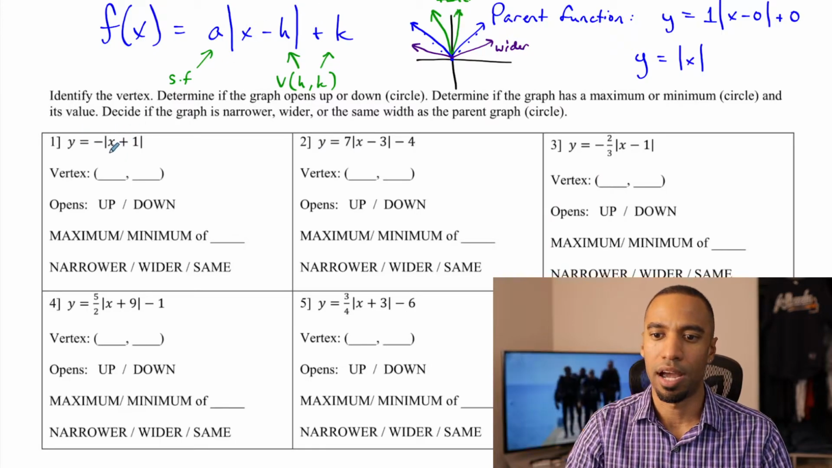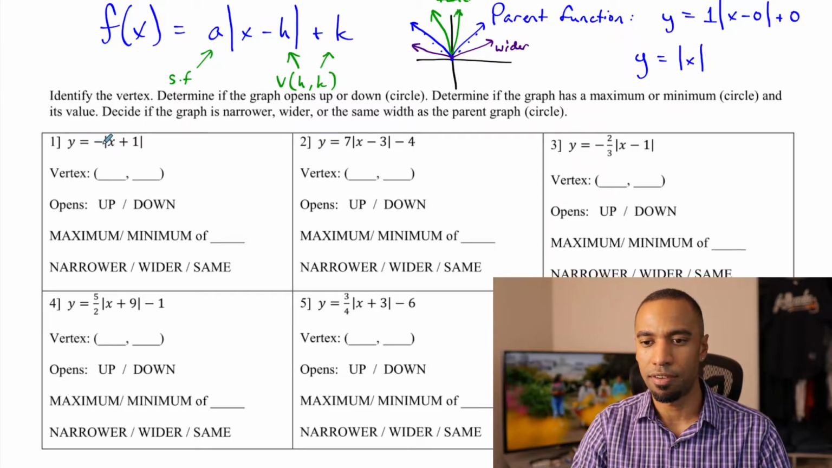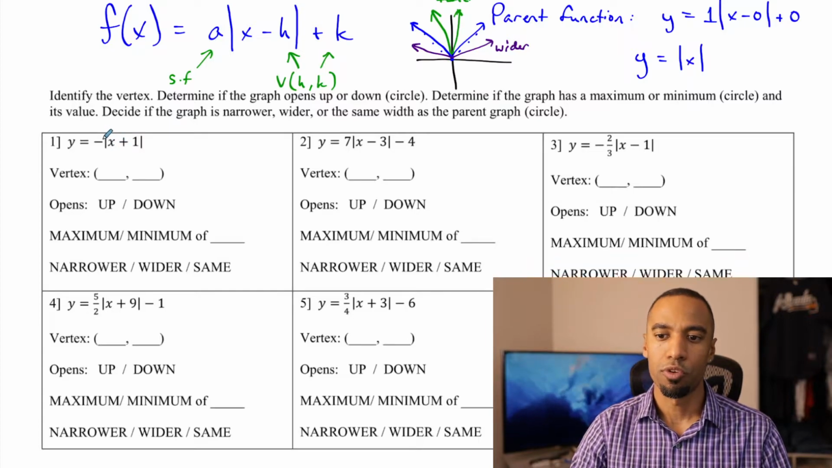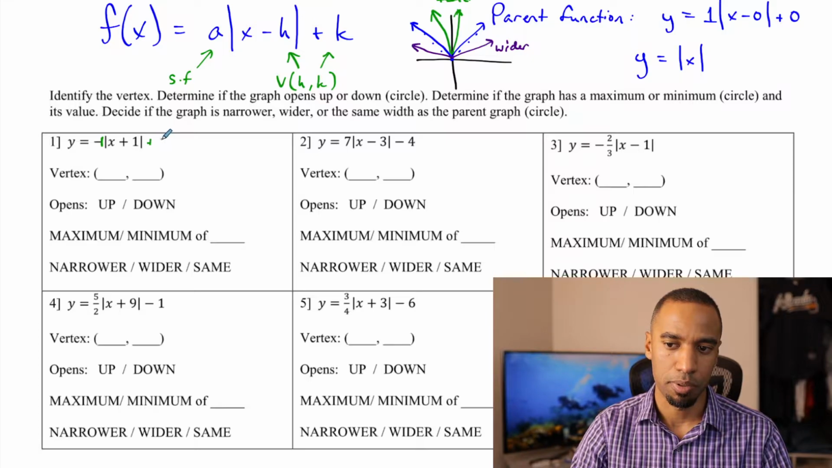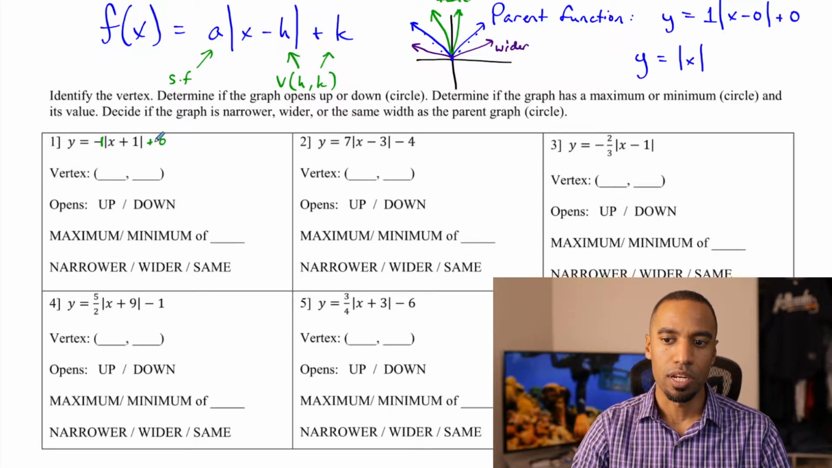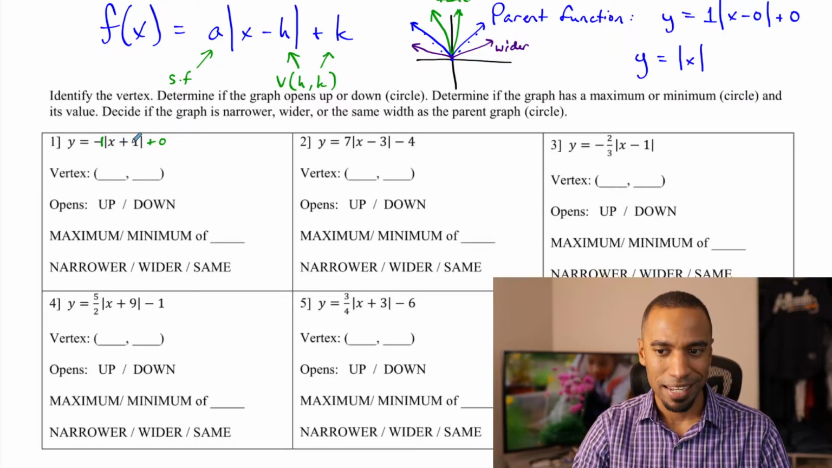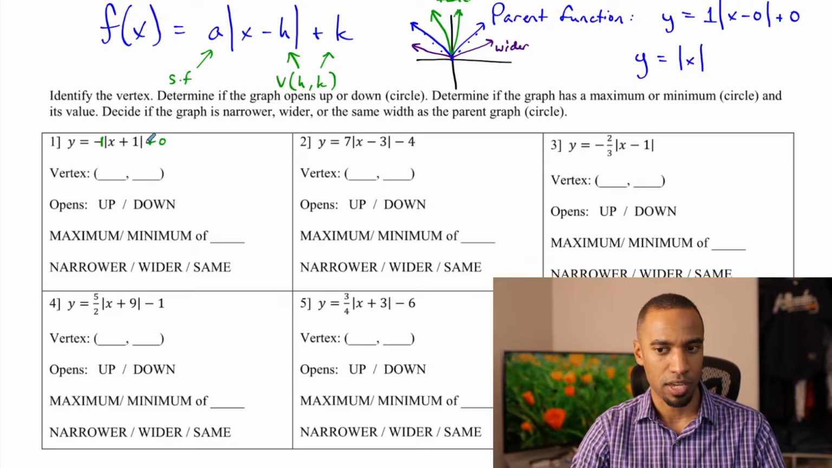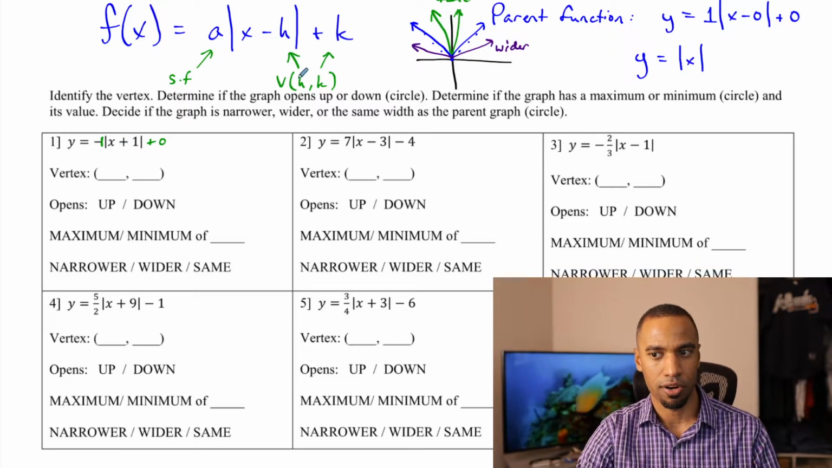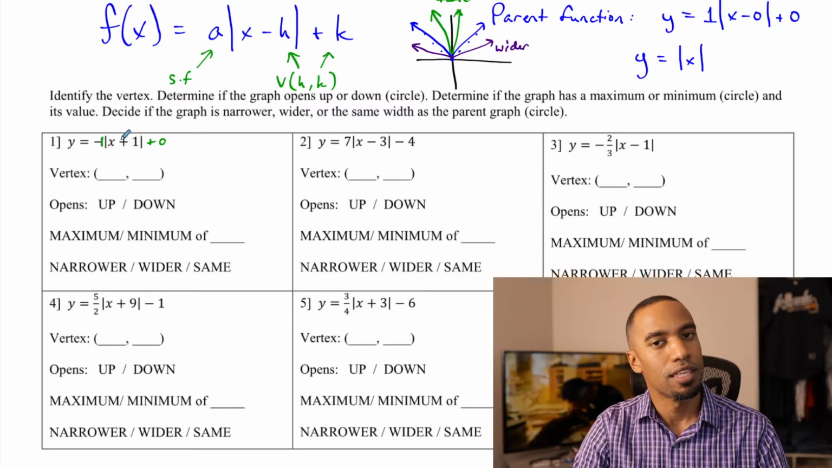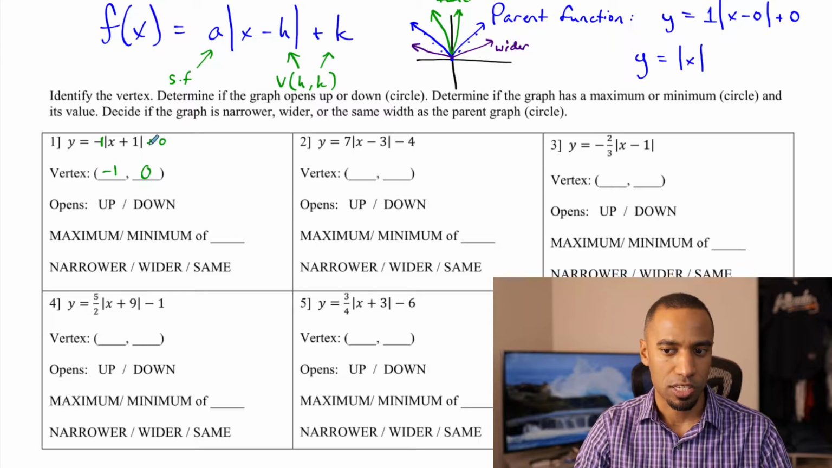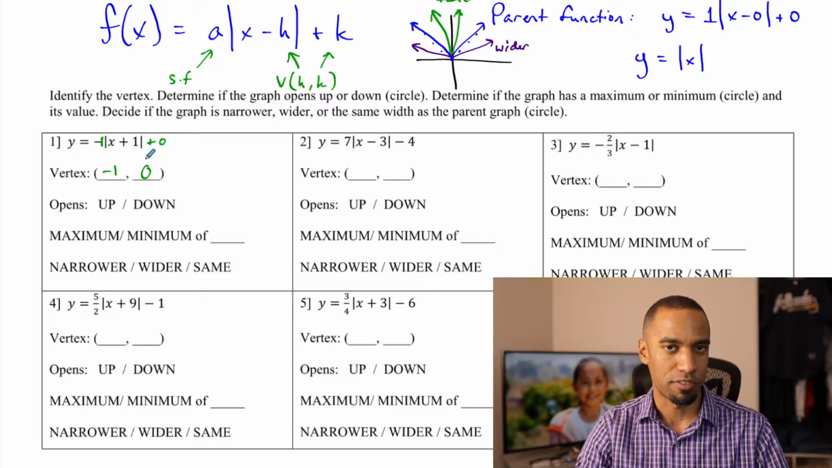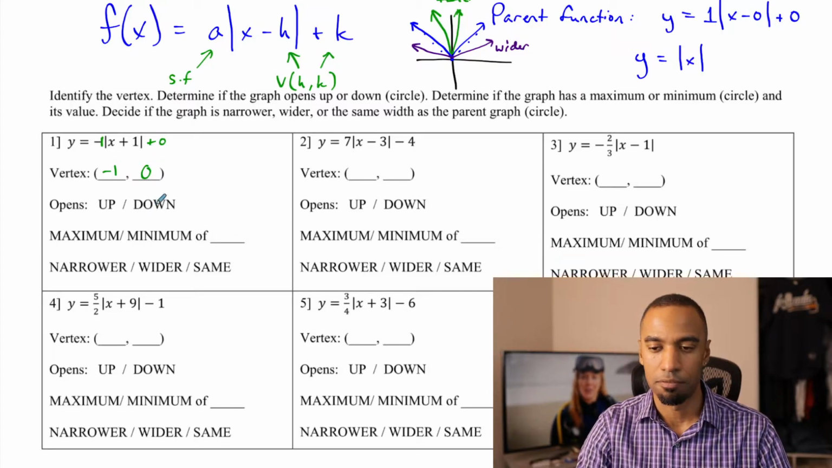All right, on number one here, I have y equals negative absolute value of x plus 1. So if you were going to fill out more information, you could call this a negative 1 right here, and you could call this a plus 0 right here. You could even call this in here x minus negative 1, because we know that's an x minus h. What we have to do for the vertex occurring at (h, k) is flip the sign of the 1 to a negative 1, and we keep that sign on the 0. If it was a plus, it stays positive. If it's a minus, it stays negative.